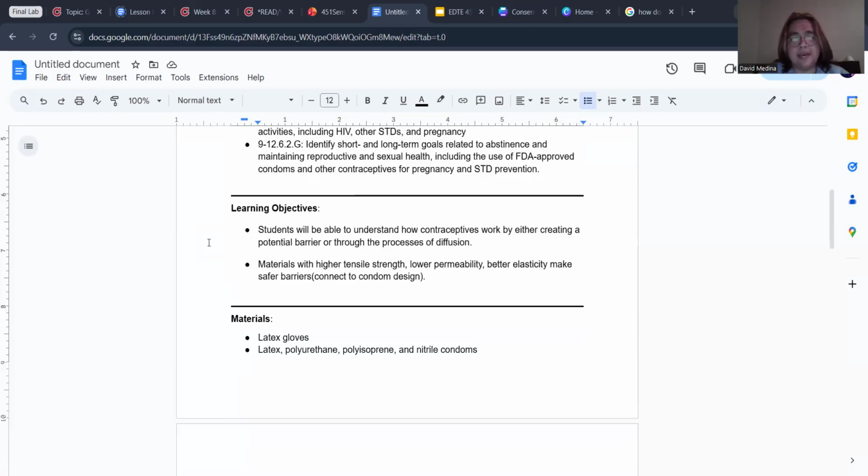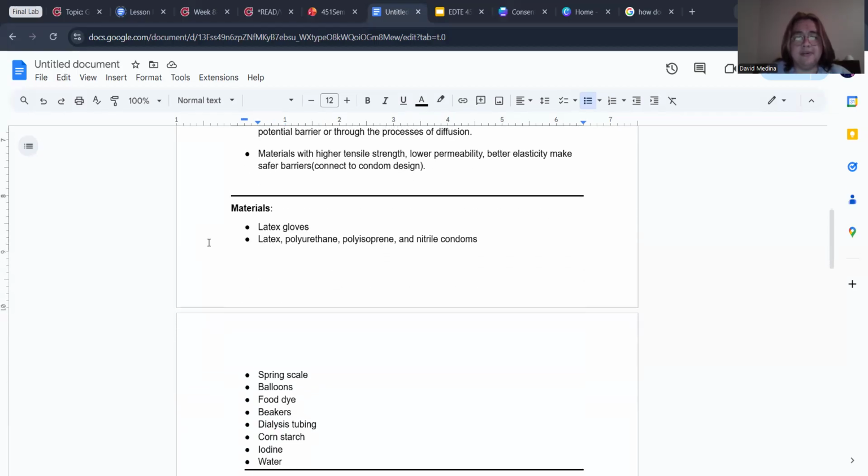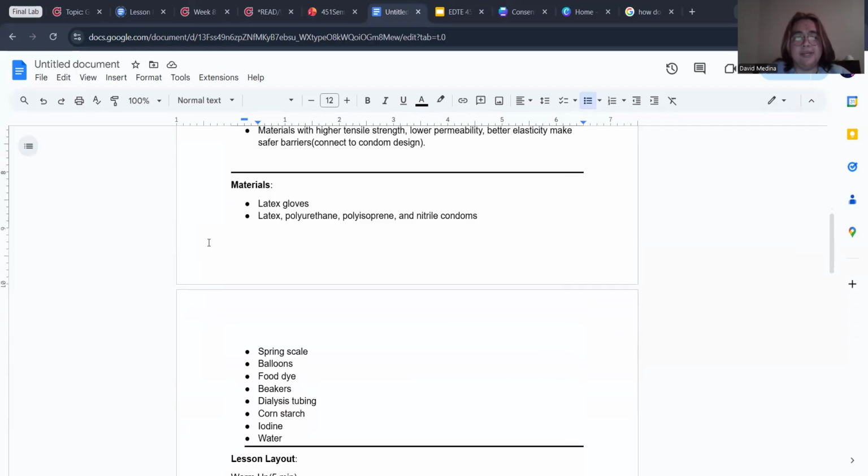The learning objectives I have for this are that students will be able to understand how contraceptives work by either creating a potential barrier or through the process of diffusion, and that materials with higher tensile strength, lower permeability, and better elasticity make safer barriers, connected to the construction of materials used for condoms. And the materials I would need are quite a bit, but it should be pretty simple.